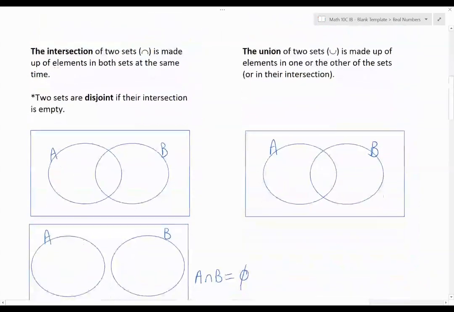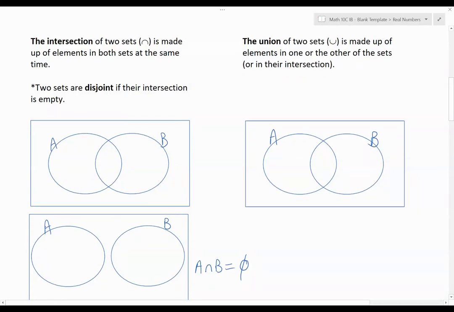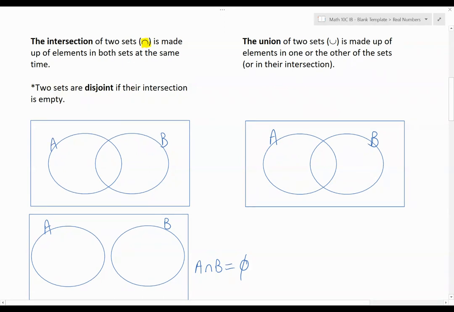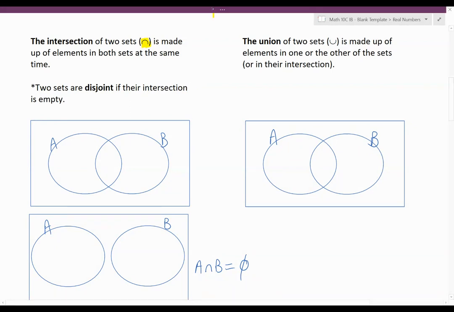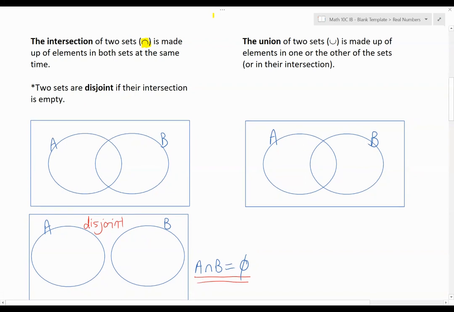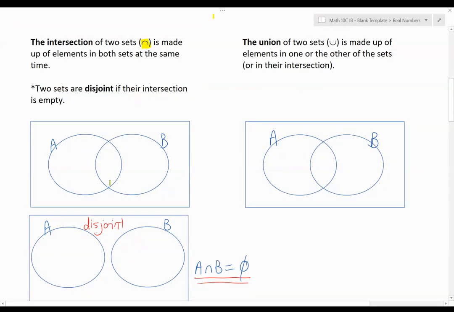The relationships between sets, if they're not fully subsets, we can have an intersection of two sets. This sort of upside down U symbol right here is how we indicate intersection. It's made up of elements in both sets at the same time. And if that intersection is empty, we call those two sets disjoint. So in the bottom half here, these are disjoint sets because there is no intersection. That occurs if the intersection of A and B is equal to the empty set. But if there are elements in both, then the intersection is elements that would be found in this overlap between the two sets.